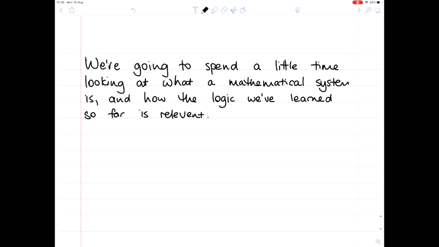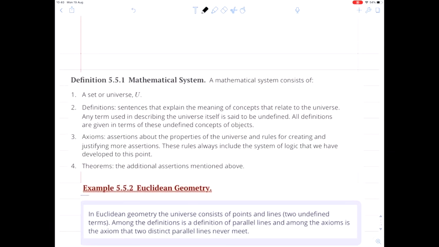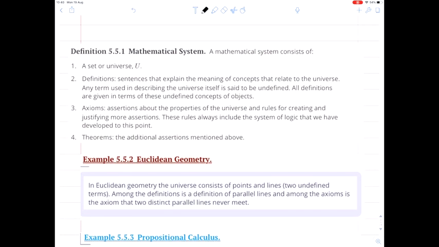Now that we've got the basics of logic sorted, we're going to actually use it to help us talk about proofs. But first we're going to introduce what we mean by a mathematical system, which is actually something you've seen before, but now we can formalize this a little bit more. So what is a mathematical system?